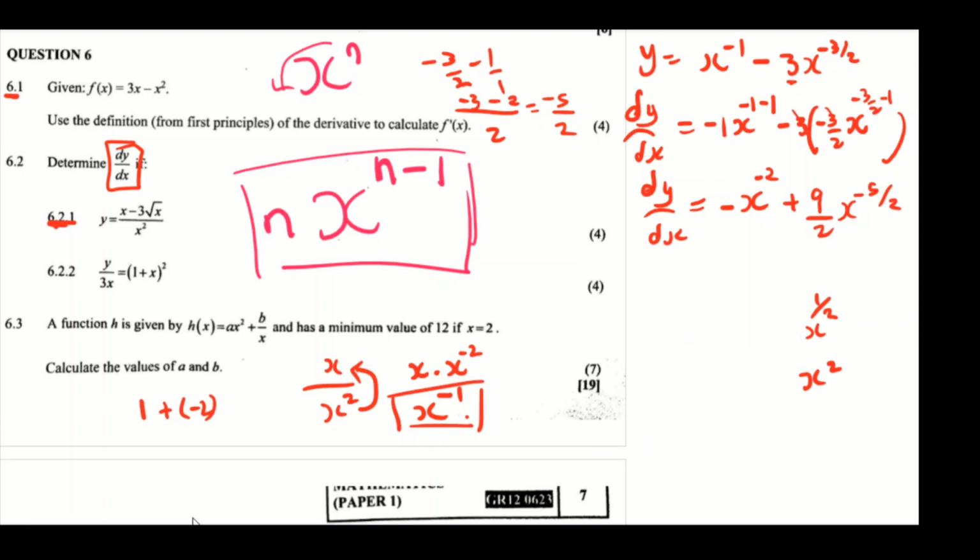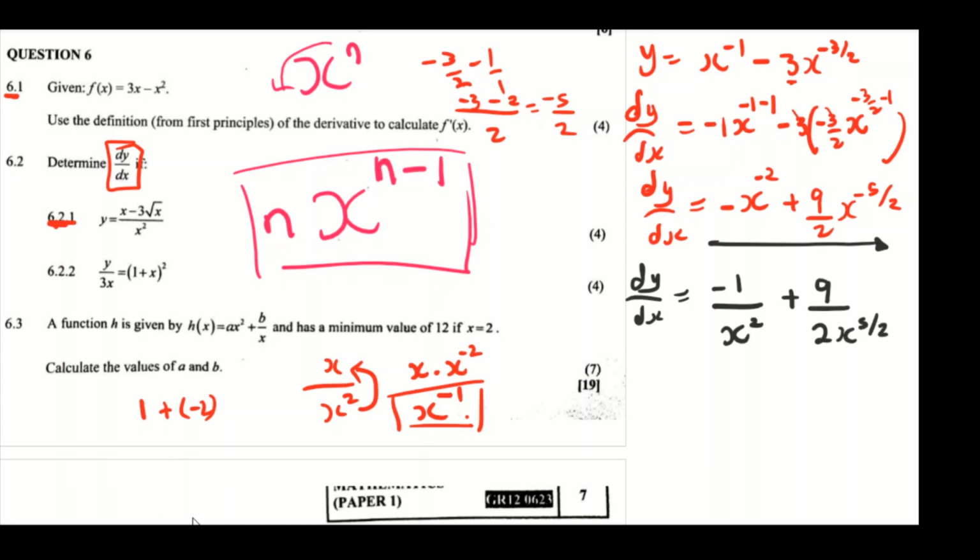So normally the memo leaves the answer like this, but we all know the rules of exponents, right? That you can't leave exponents as negative, so you need to leave them as a positive form. So you can say dy over dx is equals to minus 1 remains, so it's over x to the power of 2 plus 9 over 2x to the power of 5 over 2, right? So now it looks better, right? So yeah, this is the final answer of this problem here.